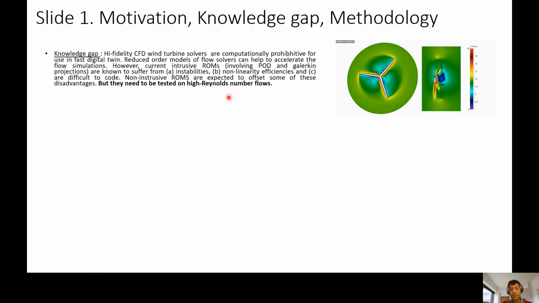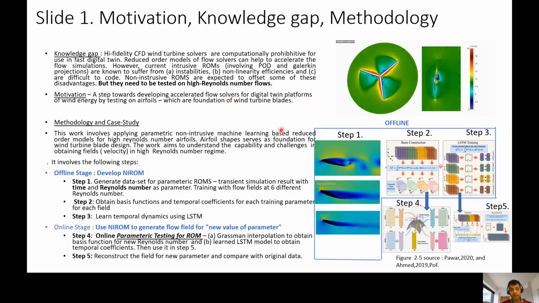We want to see how the NEROMs perform on high Reynolds number flows, and for this purpose, we have used a NACA 0015 airfoil because airfoil shapes serve as a foundation for wind turbine blade design. So it's a good starting point, and we run it at high Reynolds numbers of 10 raised to 5 or 10 raised to 6. The NEROM development is generally done in two stages.